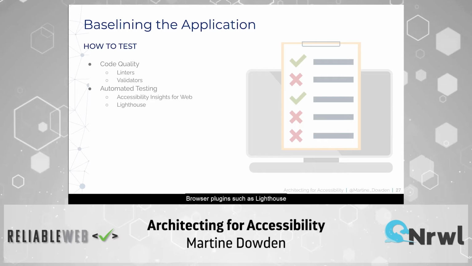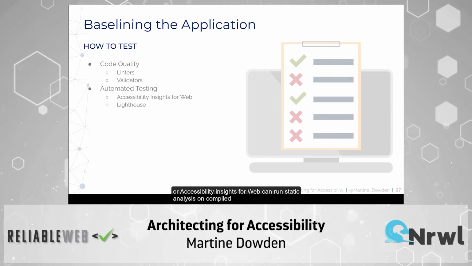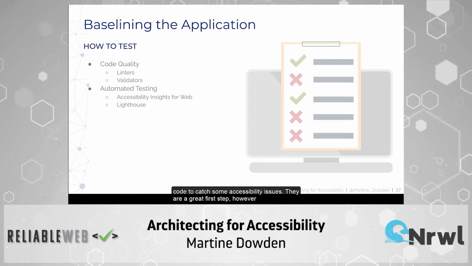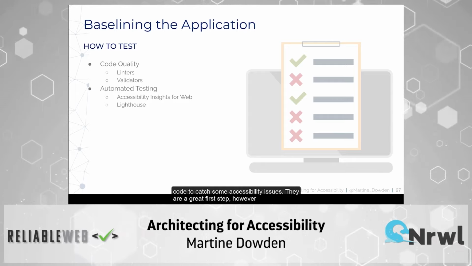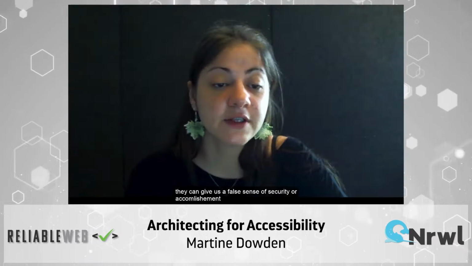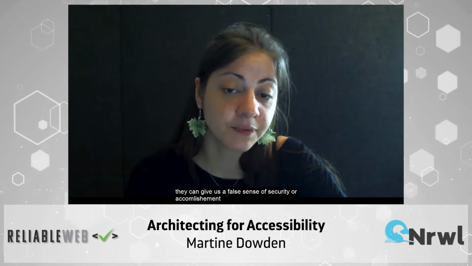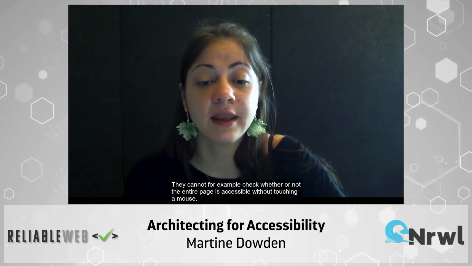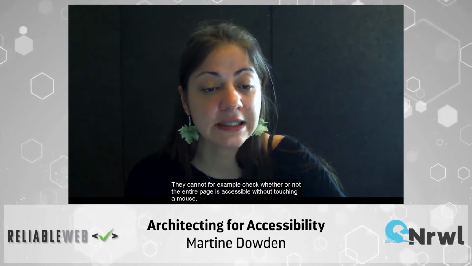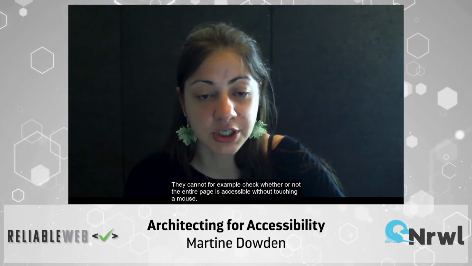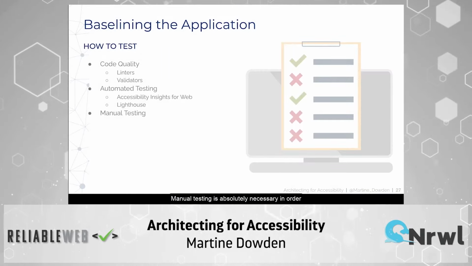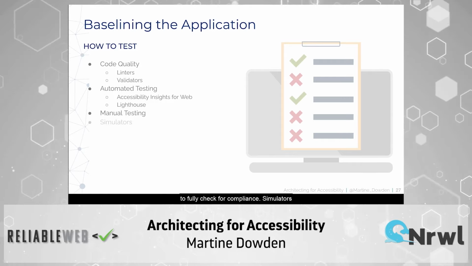Browser plugins such as Lighthouse or Accessibility Insights for Web can run static analysis on compiled code to catch some accessibility issues. They're a great first step. However, they can give us a false sense of security or accomplishment. They can only test for a fraction of accessibility issues. They cannot, for example, check whether or not the entire page is accessible without touching a mouse. Manual testing is absolutely necessary in order to fully check for compliance.